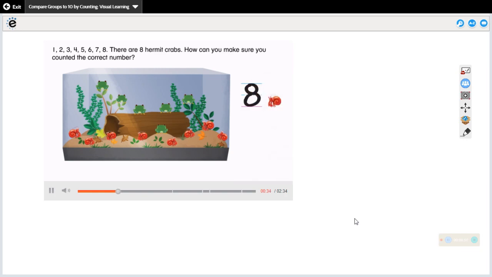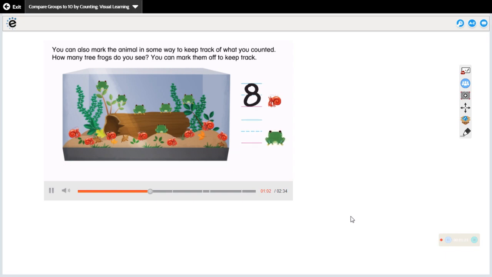How can you make sure you counted the correct number? You can count the same group twice to make sure. 1, 2, 3, 4, 5, 6, 7, 8. You get the same answer. There are 8 hermit crabs. You can also mark the animal in some way to keep track of what you counted.